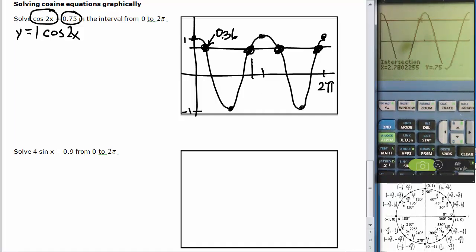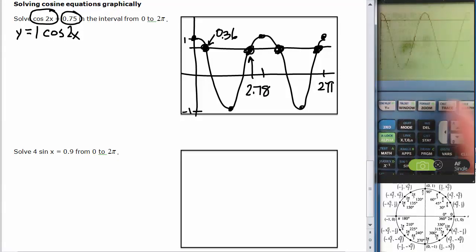What I'd like you to do is see if you can find the other 2 coordinates using the intersect feature on your calculator. To find the third intersection point, we go to second trace, we choose the intersect feature. First curve is our curve, second curve is our line. We're going to guess pretty close to that intersection point, and you should get approximately 3.50.